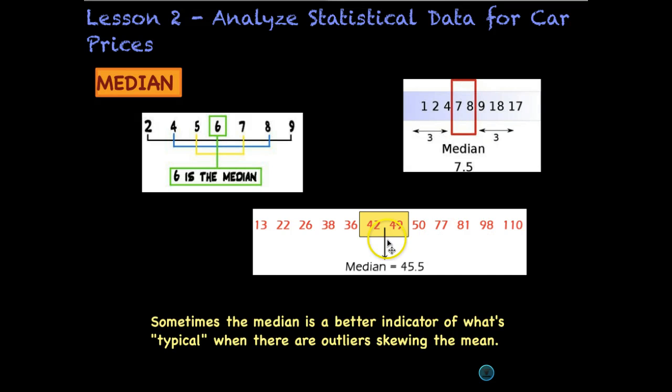Here's another example where we have 2 numbers that make up the middle. So, same thing, we would add these 2 together and divide by 2, and we get 45.5. So just know that sometimes your median will not represent an actual number that you have. Instead, it represents the placement of the middle of the numbers when you order them from smallest to greatest.